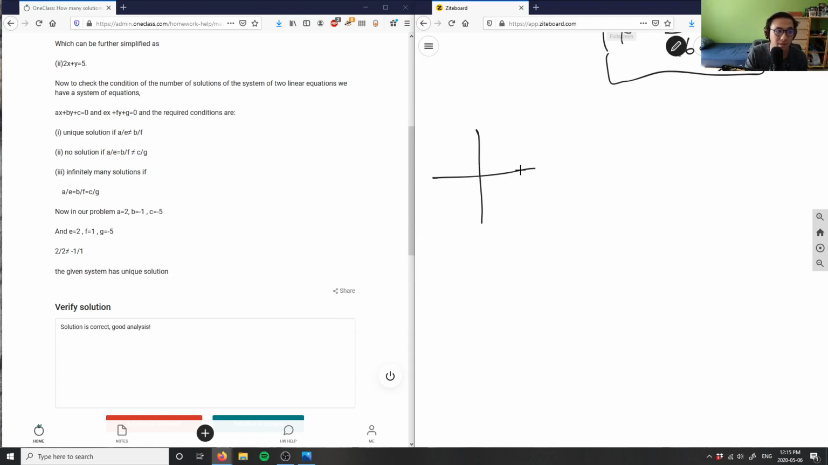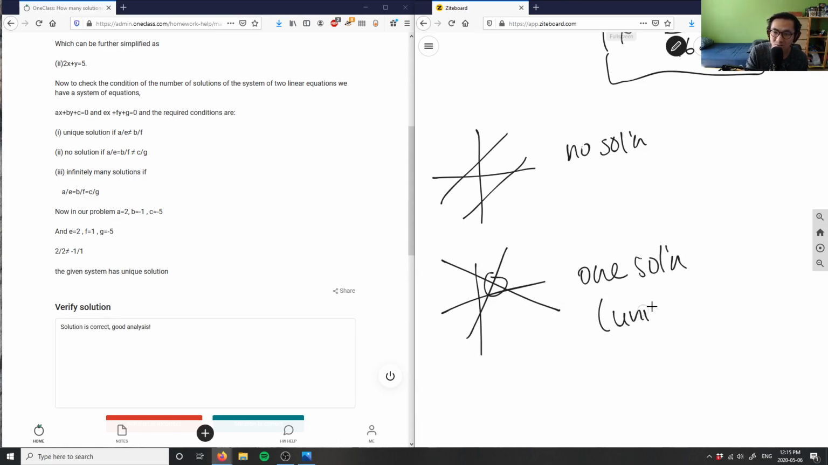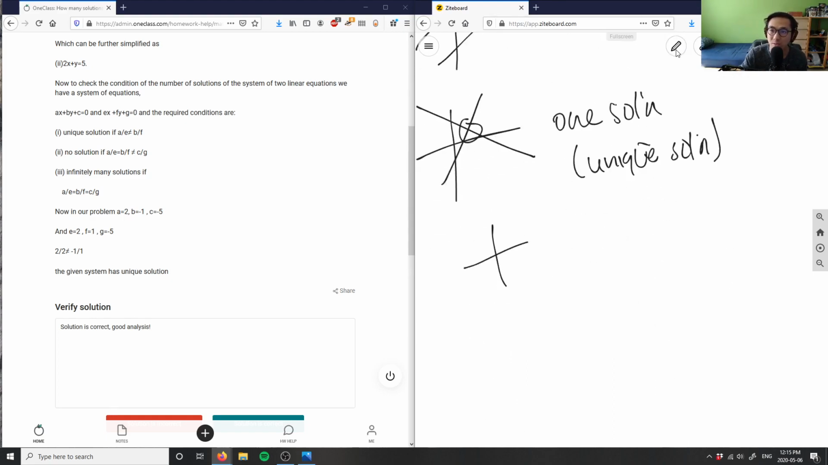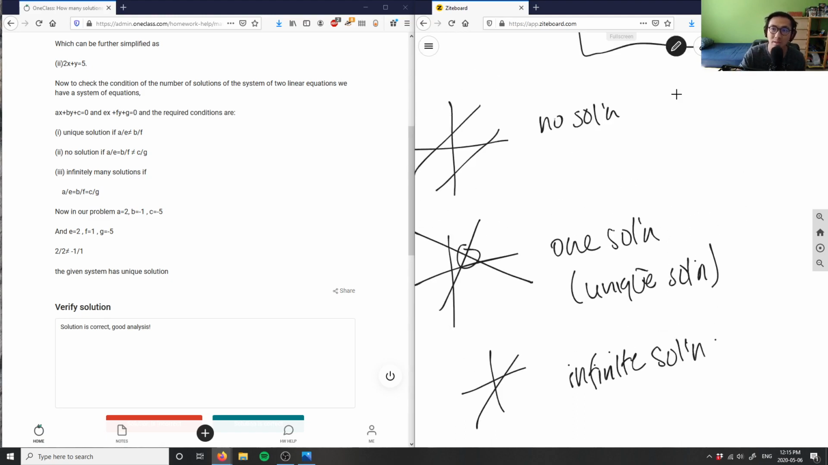if I have 2 lines here, they can be parallel lines. So again, I have no solution in this case. They can intersect at some specific point here, which means it has one solution, or you can say a unique solution. And finally, it could be infinite solutions if both lines directly overlap each other, right? If both lines are the exact same line here, this will have infinite solutions, because they're all the same line. In this case, no solution is inconsistent, and both of these other cases are consistent.